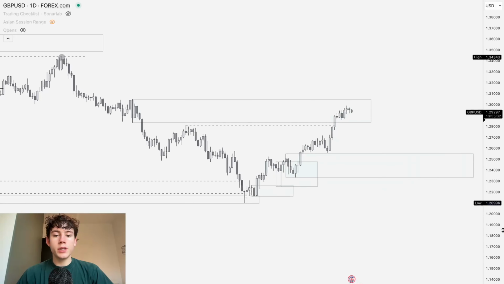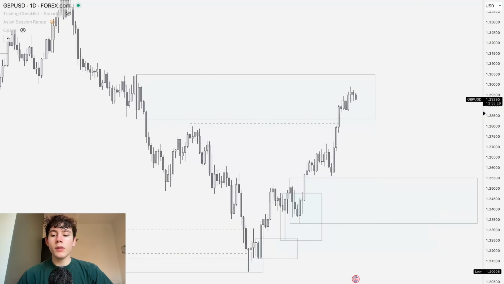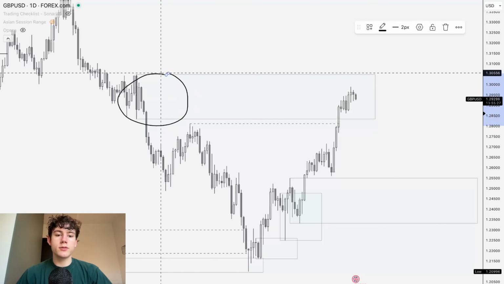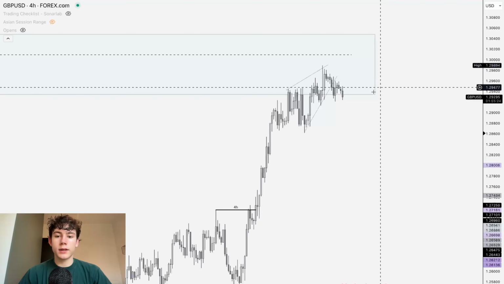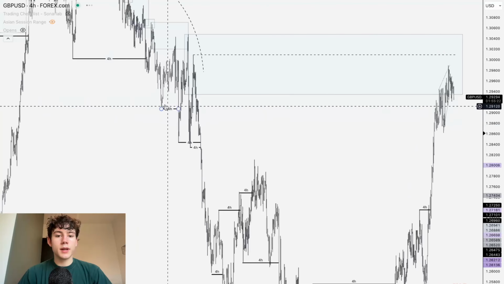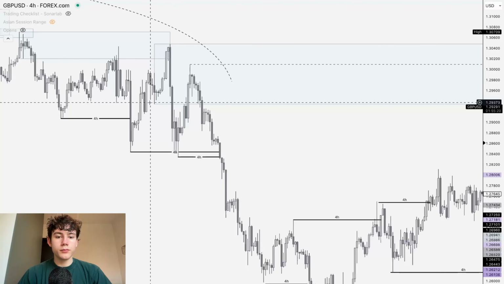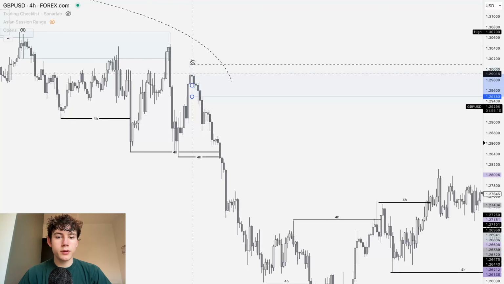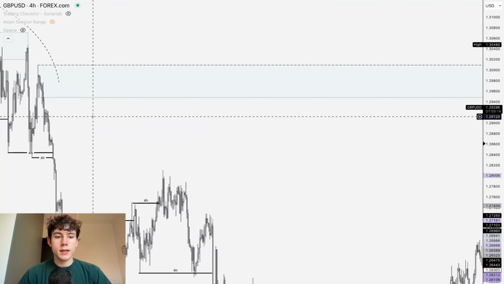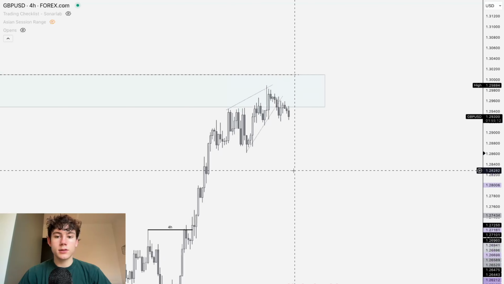Going over to GBP USD on the daily, we're still inside that supply. Let's go over to the 4 hour and see how it looks. In that supply we have this refined supply zone over here, and we are now trading in that supply zone.